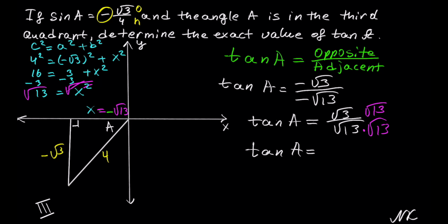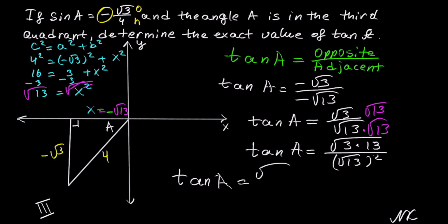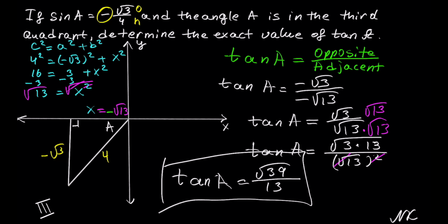And we get tangent of A is equal to, in the denominator we have radical 13 to the second power. In the numerator we have radical of 3 times 13, and we get radical 3 times 13 is equal to 39. The square root and the second power will cancel in the denominator, so we have radical 39 out of 13 is equal to tangent of A, and this is our solution. That's all.